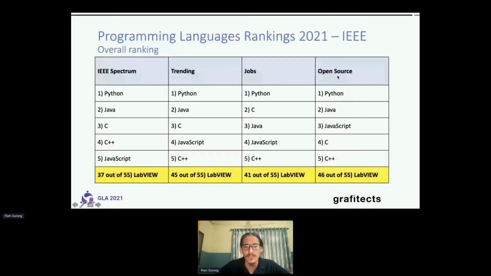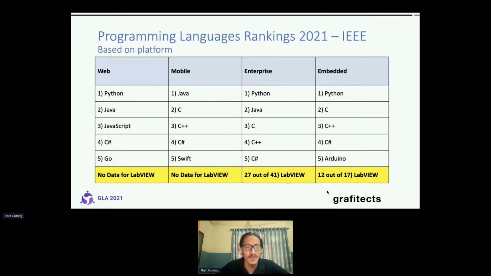In open source, as you can see, it was quite obvious, LabVIEW stands at 46 out of 55. Again, we're not judging, it's an exploratory thing. Let's figure out what we are going to find. If we go on the basis of the platforms, on the web as well as mobile, there's no data available for LabVIEW.